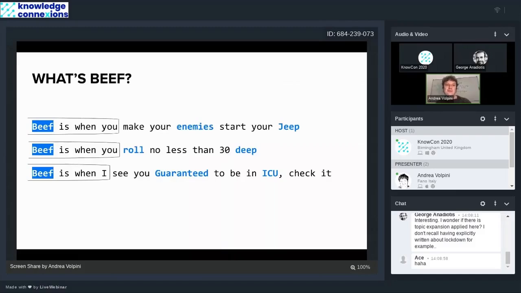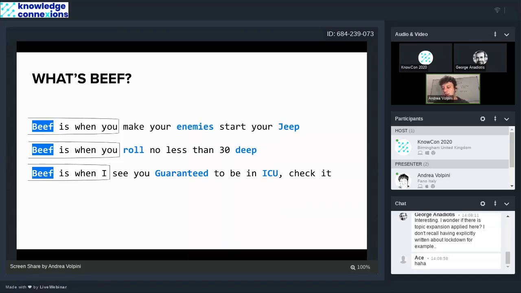So what's beef? You can see here that we have a similar structure, right? But then there are so many different interpretations of the same concept. So beef is when you make your enemy start your Jeep, but beef is when you roll no less than 30 deep. Beef is when I see you guaranteed to be in ICU. So the same construct has a different distribution.